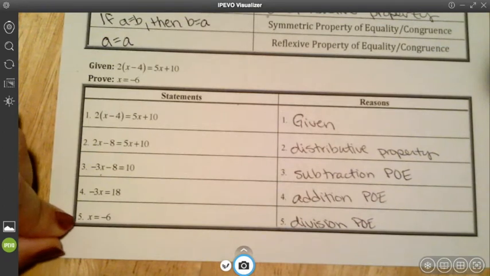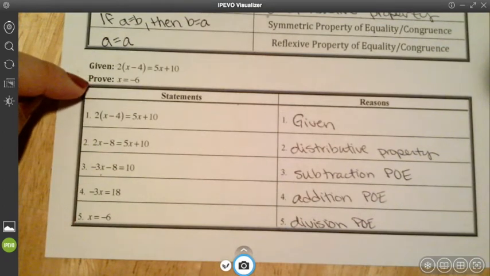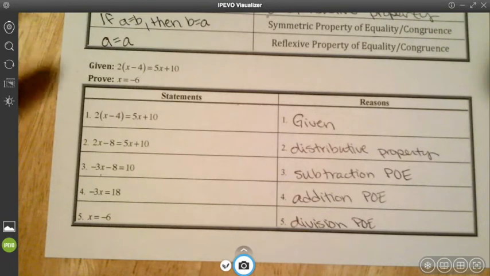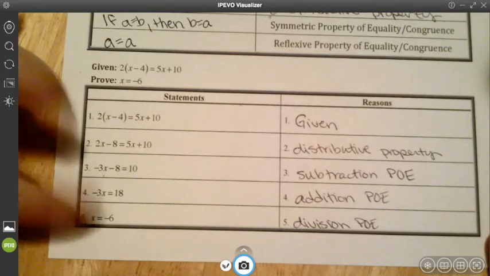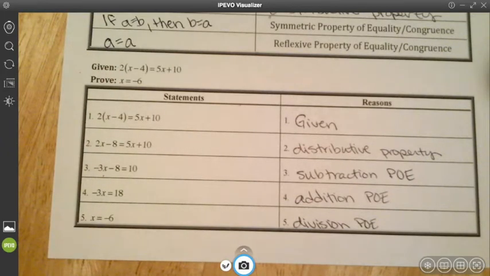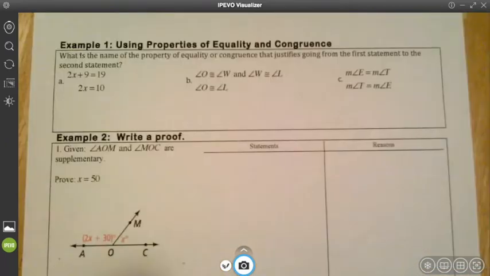And now our statement matches exactly what we wanted to prove. It looks exactly the same. It has to be in the same order. It has to say exactly the same values. x equals negative 6, x equals negative 6, so we're done. Let's take a look at another one.